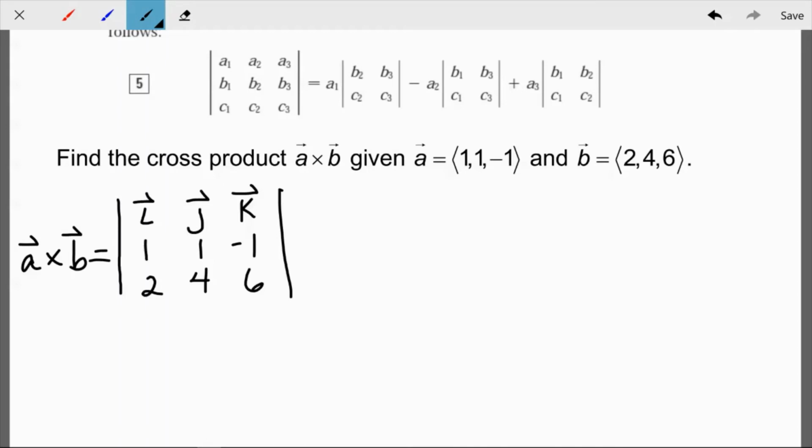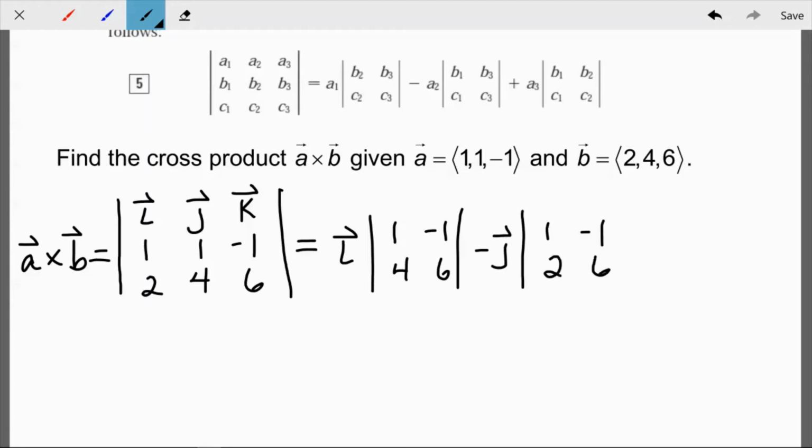Okay, so now just like you see above, hopefully you remember this, but if not, for the first piece of this, I'm going to do i times the determinant, and then I'm going to use, like it says up there, b2, b3, c2, c3. Well, for me, that's 1, -1, 4, 6. Then I'm going to do minus j, and then we're going to use the columns that j is not in. So the first and the third, and we'd have 1, 2, -1, 6, and then plus k. And again, the columns that k is not in would be 1, 2, 1, 4. And then we have to find all of those 2 by 2 determinants.